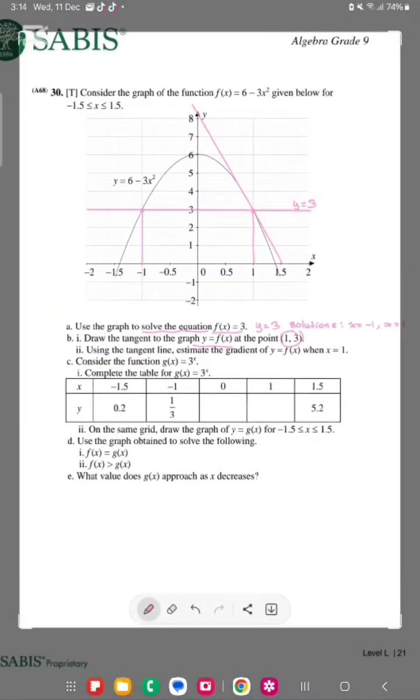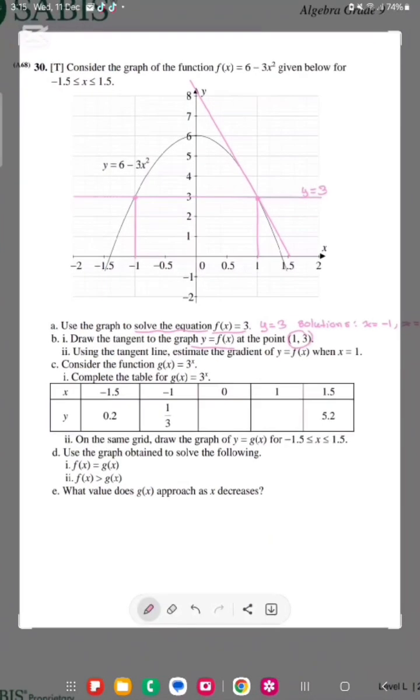Now, you're going to consider the function g of x equals 3 to the power of x. And they give you the table, you have to complete it. So for every x, you're going to put 0. So 3 to the power of 0 is 1. Now for every x, you're going to put 1. For 3 to the power of 1 is 3.